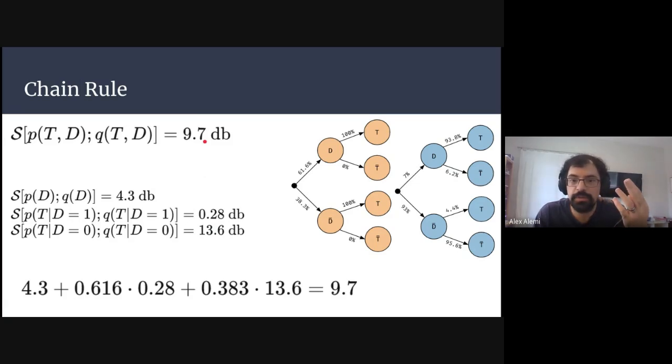You take the weighted average, and you weight them according to your new beliefs. So you take this first number, 4 decibans, and then you take 61% of this number, 28 decibans, and 38% of the difference on this branch, 13 decibans. You add those all up, you get 9.7, the same as we got in the first case. So the relative entropy decomposes. It satisfies this chain rule even when we break up the probability distribution into different pieces. And the way that you combine the pieces is just additive.